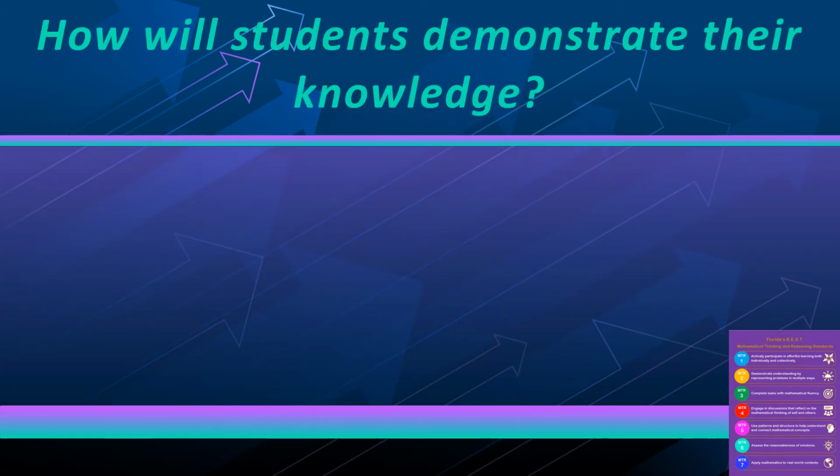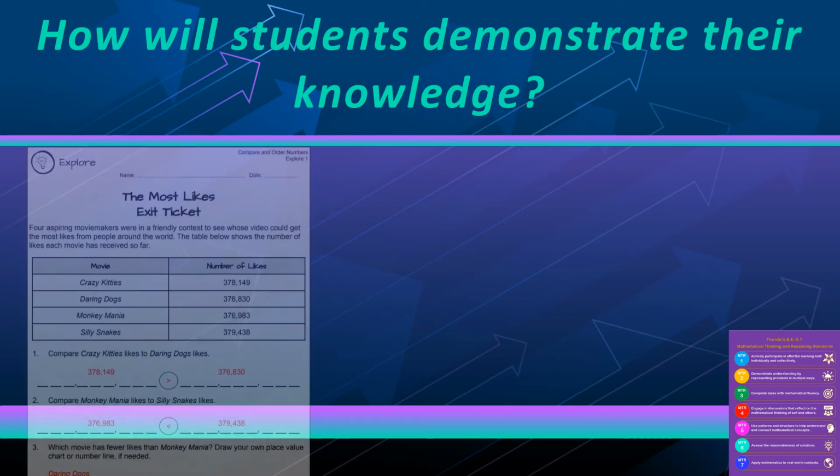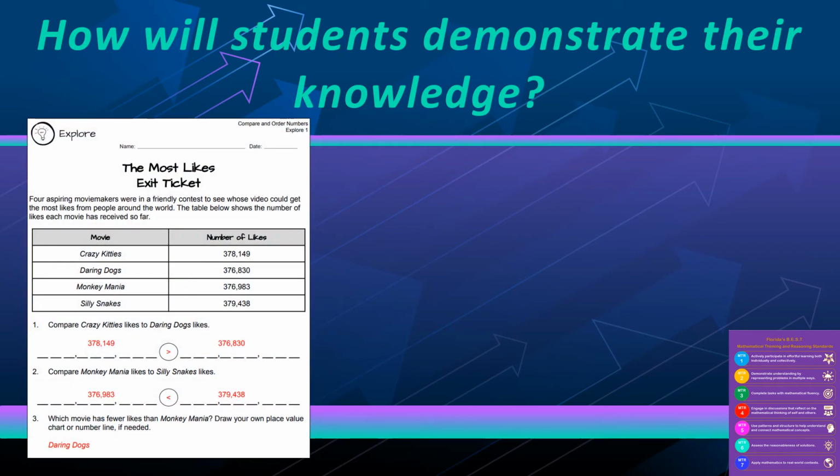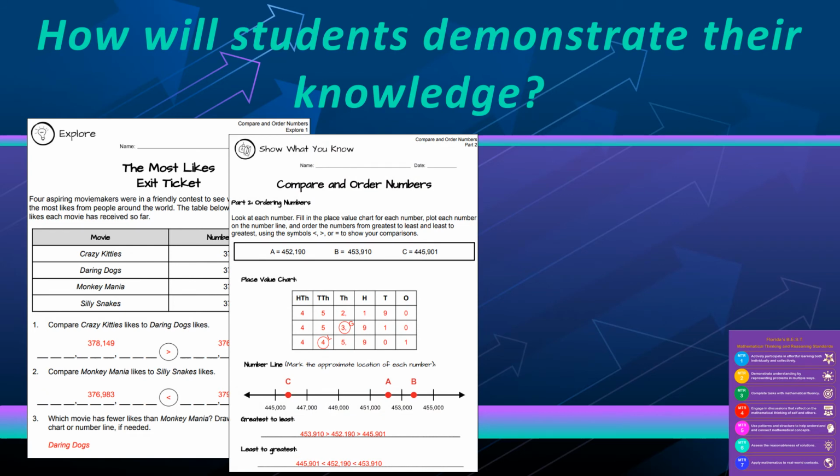So how will students demonstrate their knowledge? Here's an example of an Explore exit ticket where students are using the numbers in a chart to write comparison statements using the symbols and answer word problems. We also have them using the place value chart and connecting it to the number line to help them order numbers.